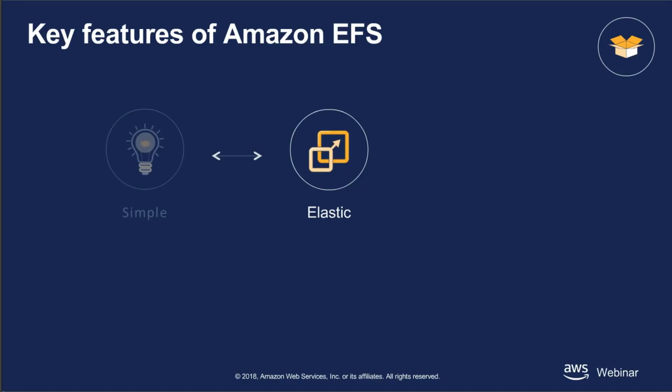Next, it's elastic. Our second core tenet, of course, being elasticity. The file system will automatically grow and shrink as you add or remove files, and that's really important for cost. Again, I'll talk about that in a moment. But there's no need to pre-provision that storage capacity or even performance for that matter, and you only pay for the storage space that you use with no minimum fee.